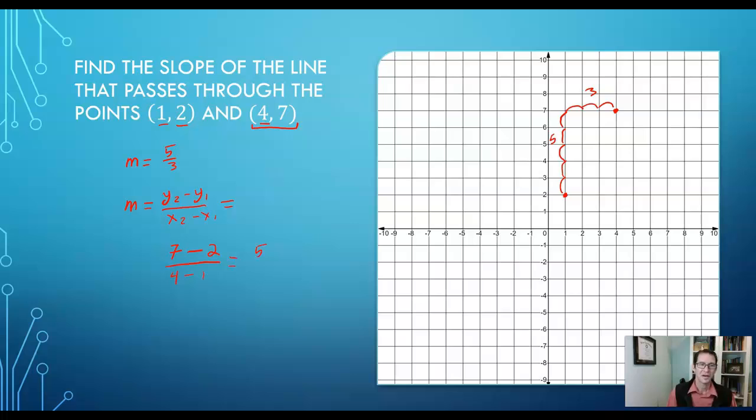7 minus 2 is 5. 4 minus 1 is 3. So yes, my slope is 5/3. It comes out that way when I calculate it too.